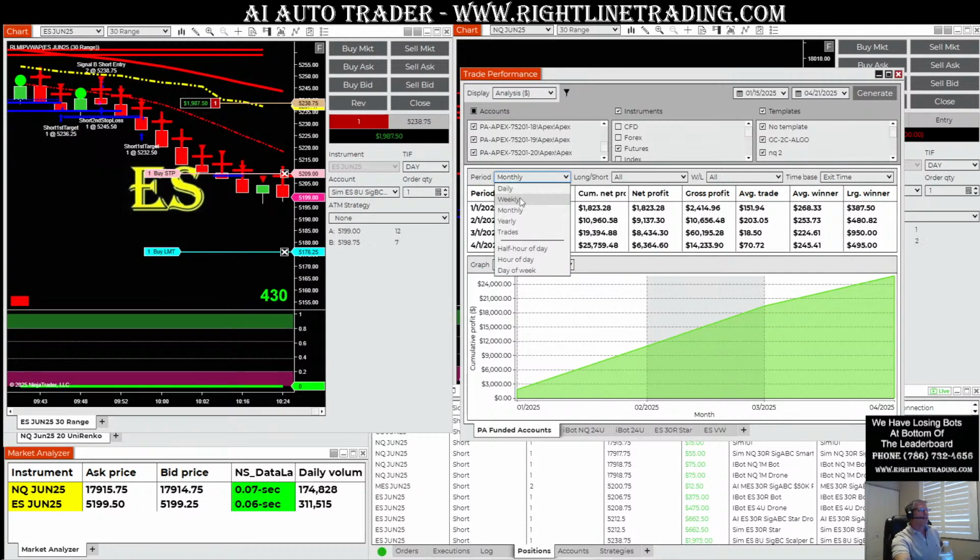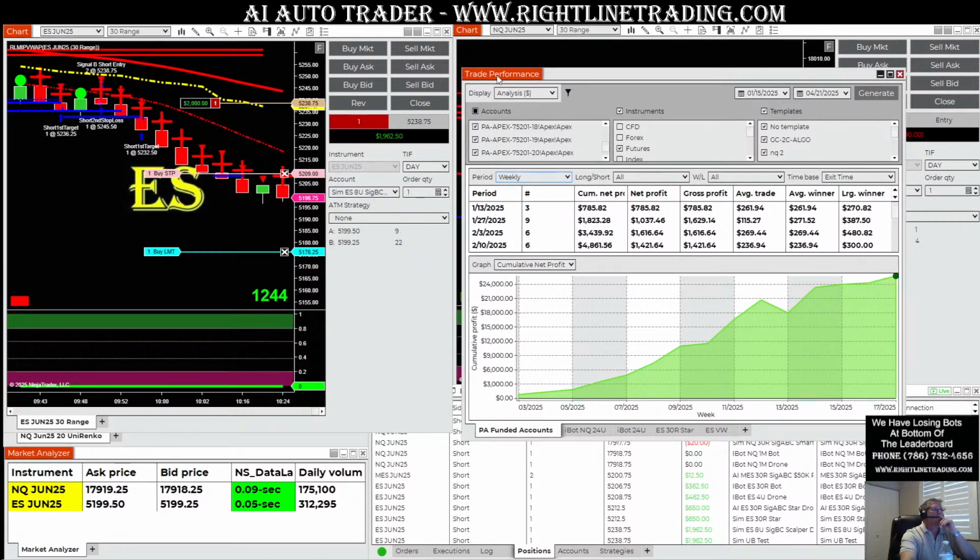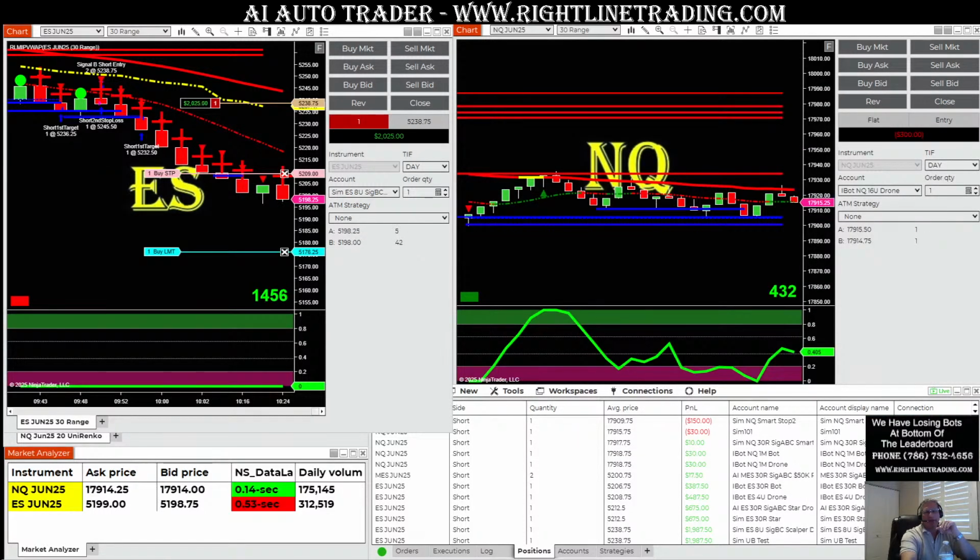If I put it to a weekly, it won't be as smoothed out, but it's still a beautiful equity curve. This 1 week here, I took a $900 drawdown times 3 accounts. And that was the only losing week that we've had since January 15th. And that's what you want on a live account or a funded account. Those drawdowns are painful.